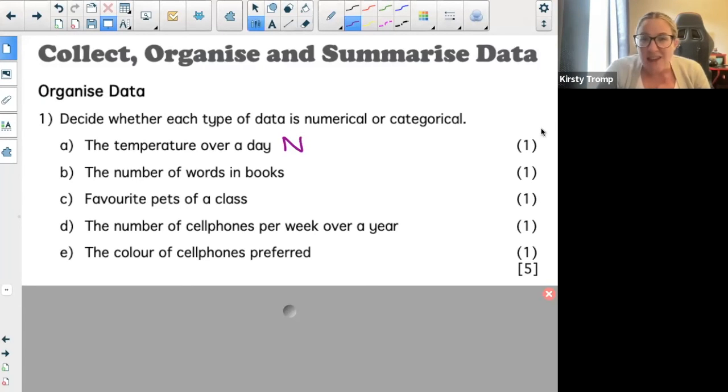All right. The number of words in a book. Tando. Ooh. Sorry, Tando, I'm coming to you next. Letabo. Hi, Letabo, talk to me. The number of words in a book, is that categorical or is it numerical? Numerical. Well done, because I can count it. Well done, Letabo. Thank you so much.